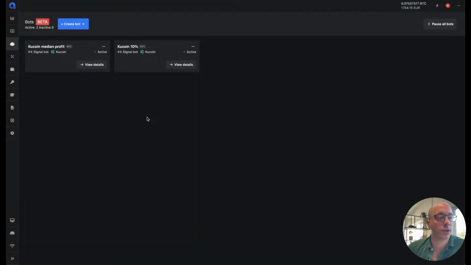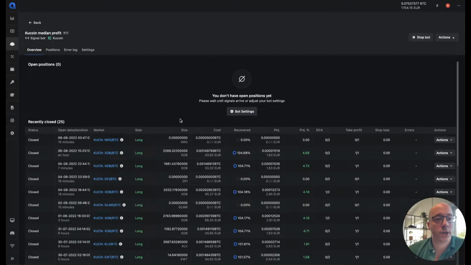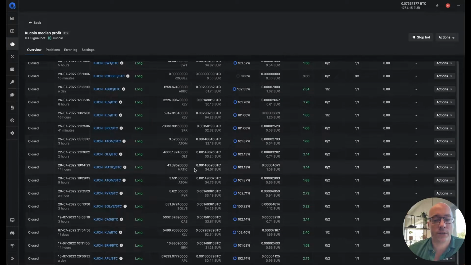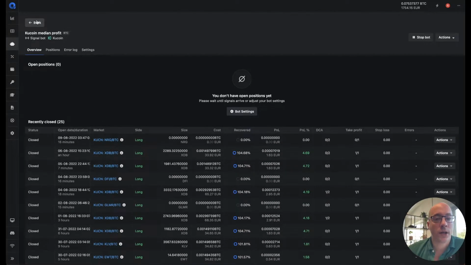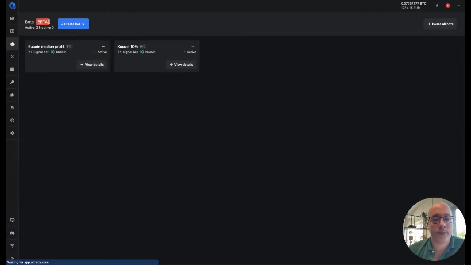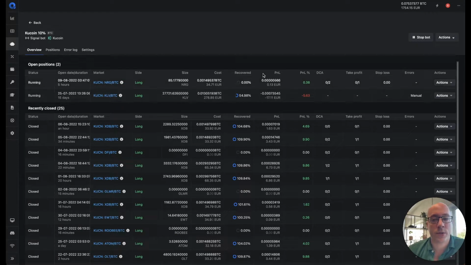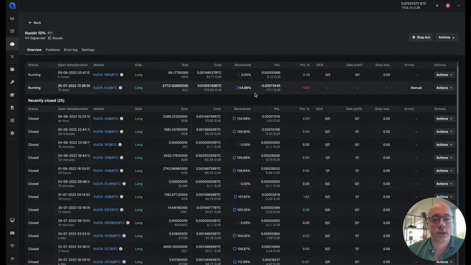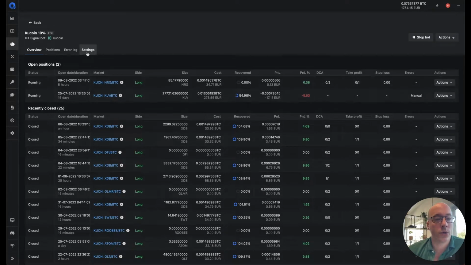Okay, so let's get started. It's been a while, so let's have a look at the two bots that we have, the median profit one and the 10% profit one. If we go over to the median one, we can see that we don't have any open positions, and we can see the list of recently closed positions. We have a few timed out ones, but that's okay. And then we have the 10% one with two positions open, energy and KLV, and the rest is closed.